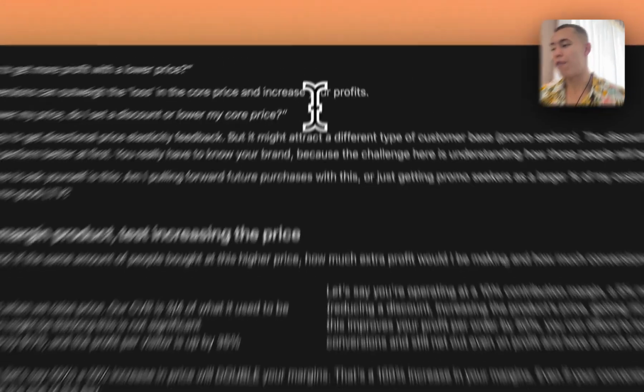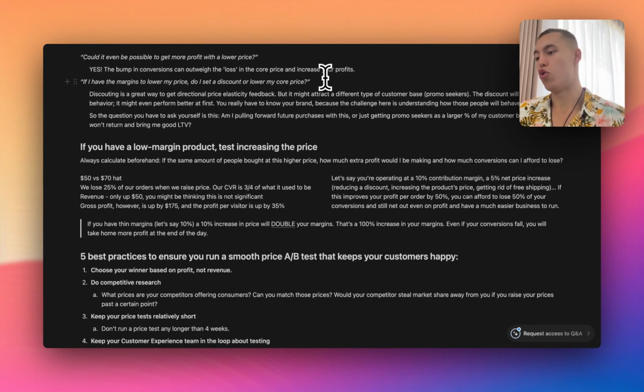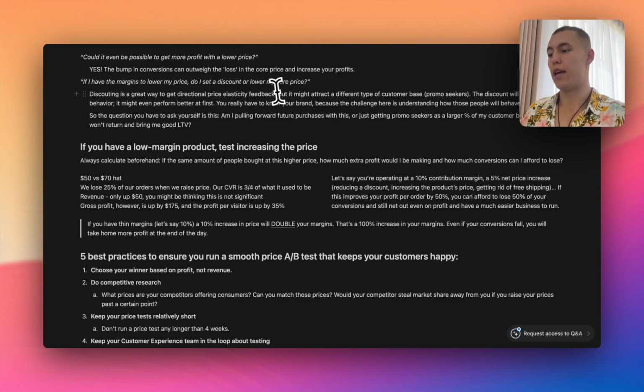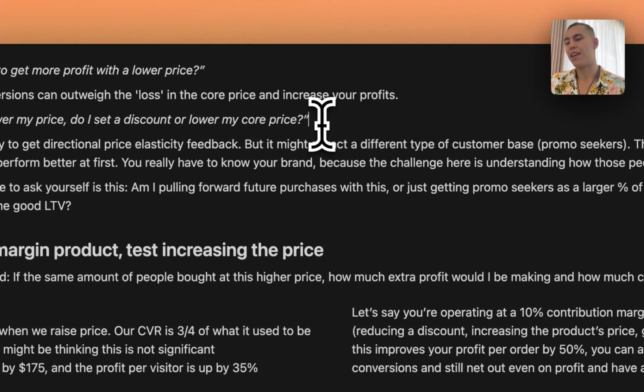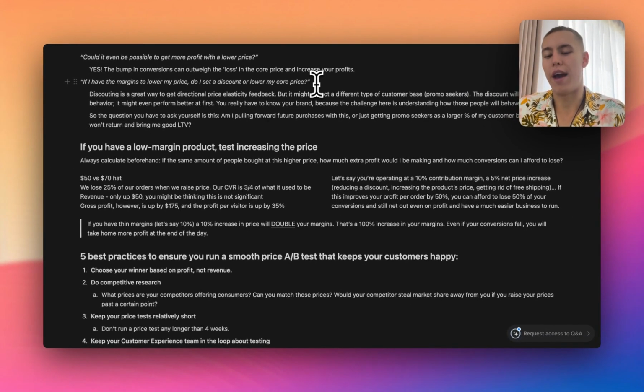Question number 2. If I have the margins to lower my price, do I set a discount or just lower the core price? Discounting is a great way to get directional price elasticity feedback, but it might attract customers that are not going to stay with you long term, promo seekers, right? So the discount will inspire different behavior. It might even perform better at first. Some people just see the red and just purchase.